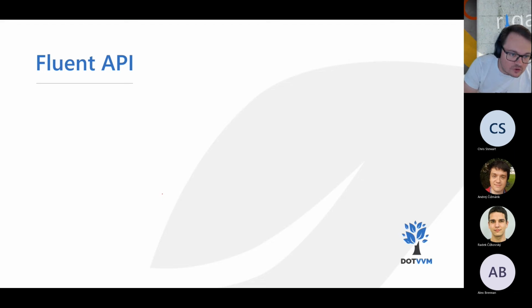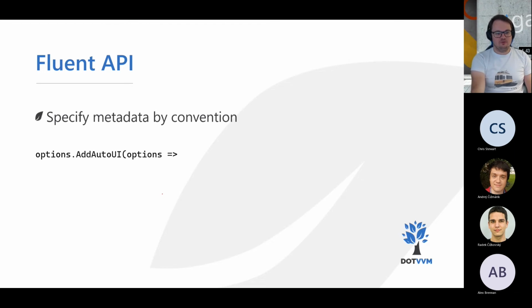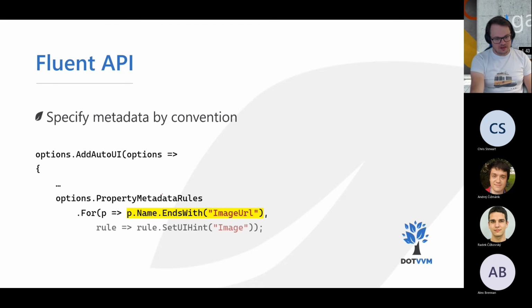And we also have Fluent API, so you don't need to specify it with attributes. You can specify conventions. So when you are registering Auto UI in the DotVVM Startup, you can say, okay, for all properties where the name ends with ImageUrl, we will be using the UI hint attribute with the hint image. So you can define any rule for any property or group of properties.